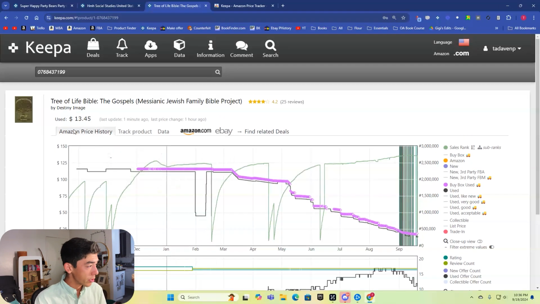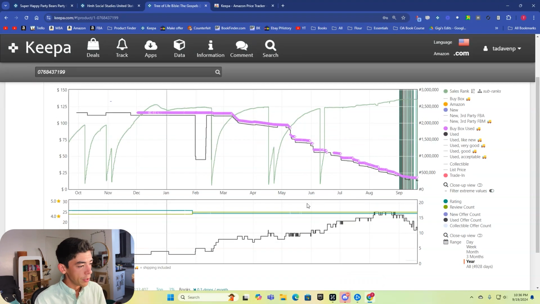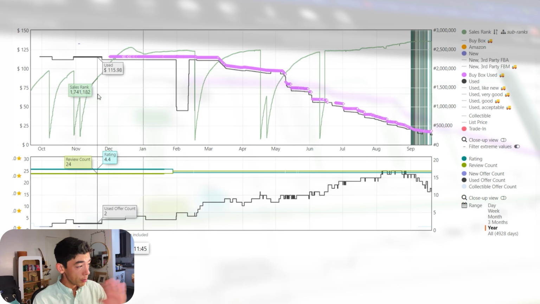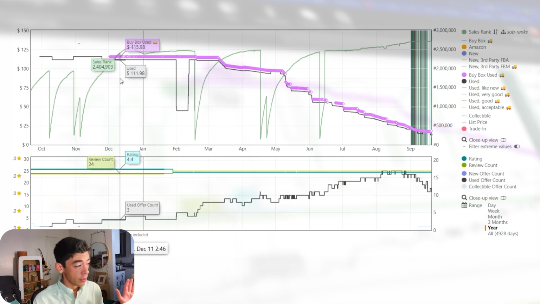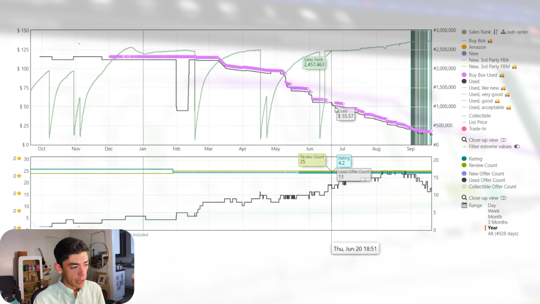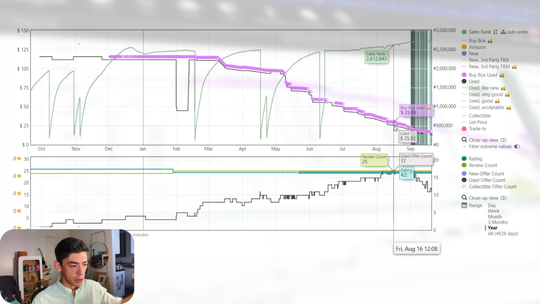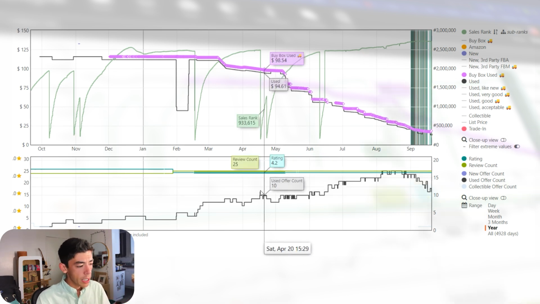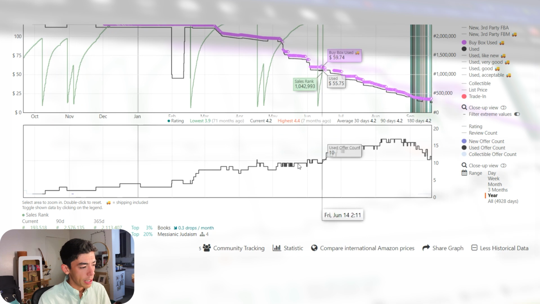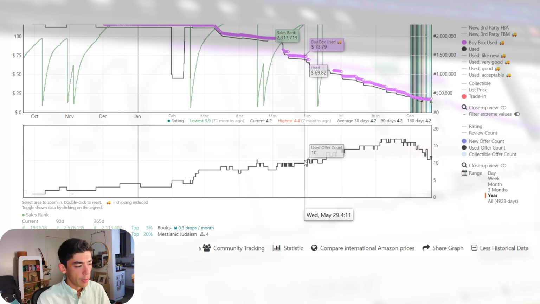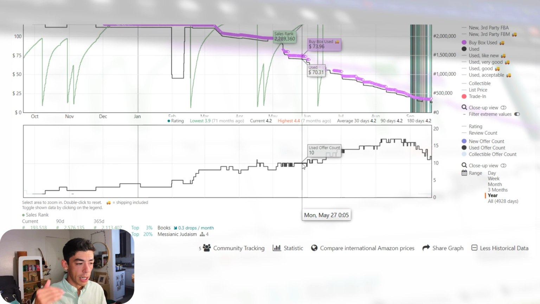Now, let me show you another example. Here's a book called The Tree of Life. You can see that this book had multiple sales and drops at over $100 in the beginning part of this year. And then it's been undergoing a very long period of time where its price is just going lower and lower and lower. You can see that's probably as a result of this offer count going up. More and more people are coming on the listing and no one's really buying this book to keep that price degradation from continuing to go down.